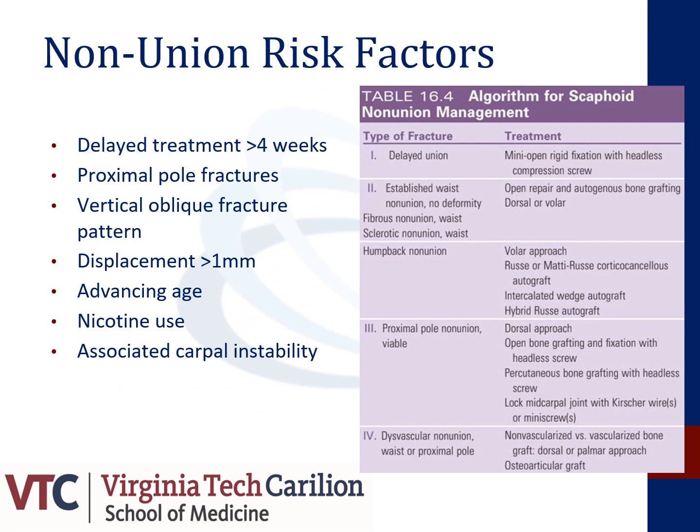So non-union risk factors are delay in presentation, having a proximal pole fracture due to the retrograde blood flow to the scaphoid, increased displacement, advancing age, associated instability, or nicotine use. To the right is a table just indicating an algorithm for how to treat different scaphoid non-unions based upon what their underlying issue is. If it's a delayed union, if it's a humpback non-union, if it's a proximal pole entity.